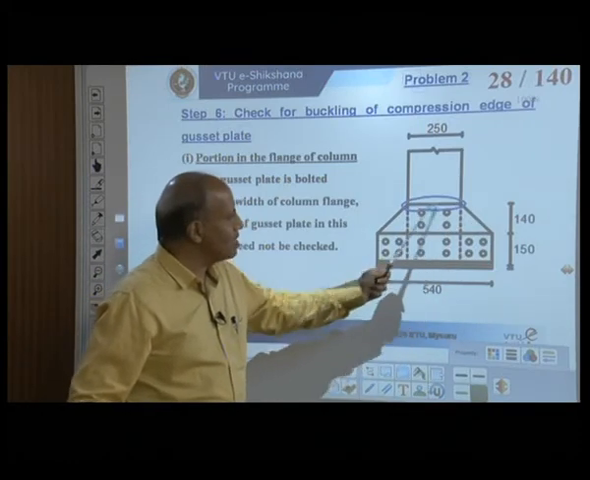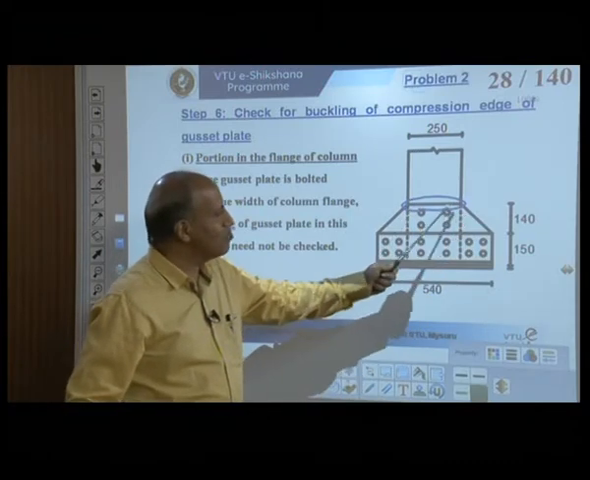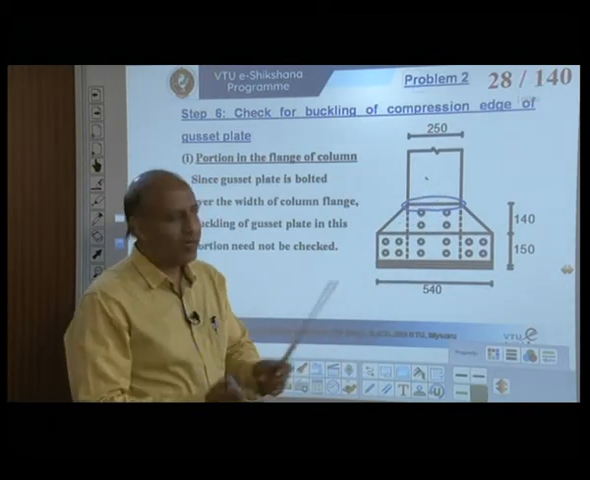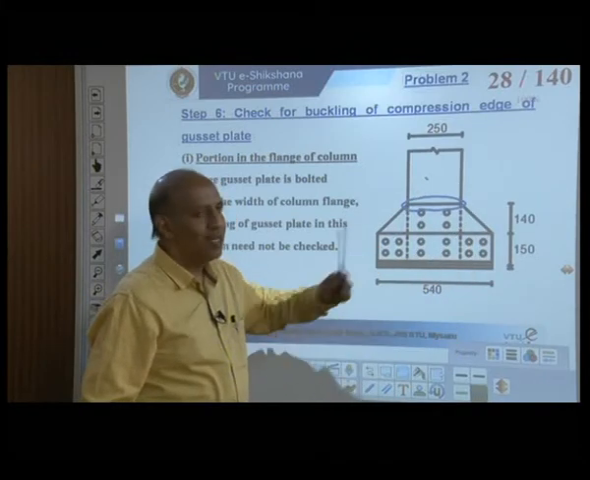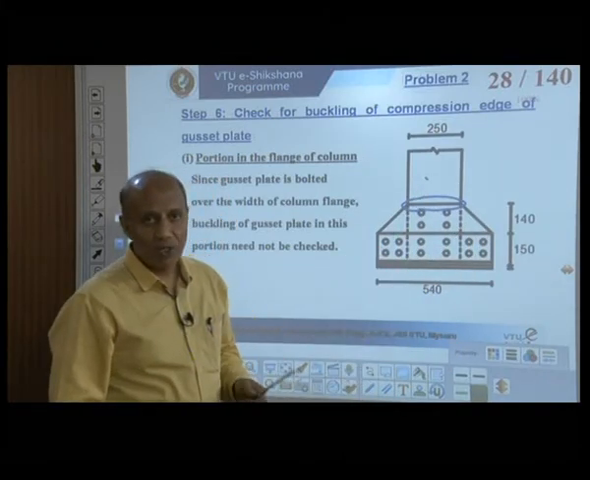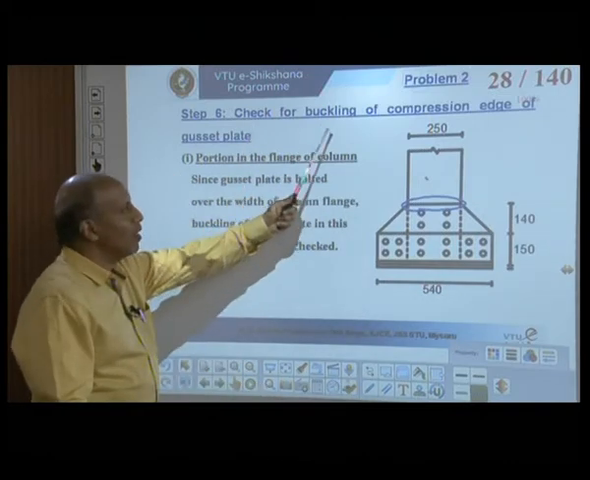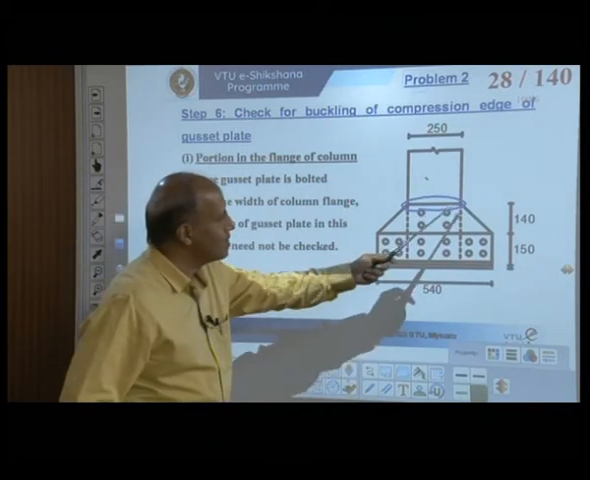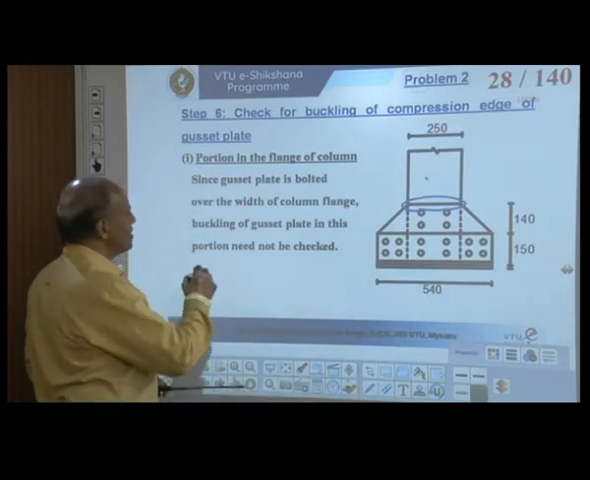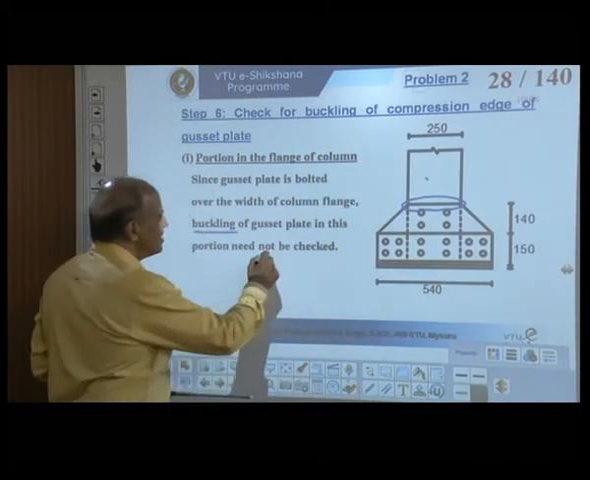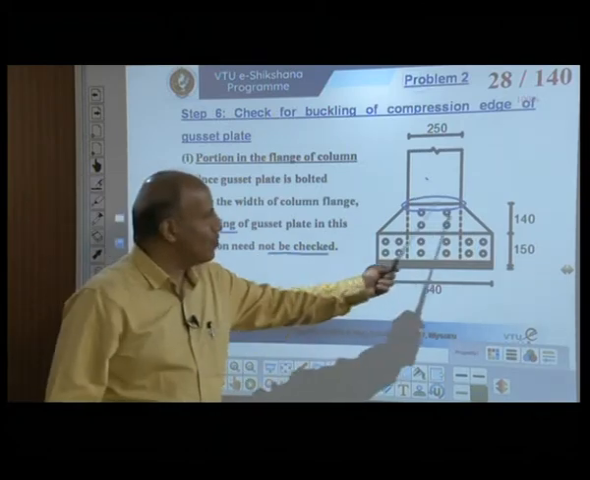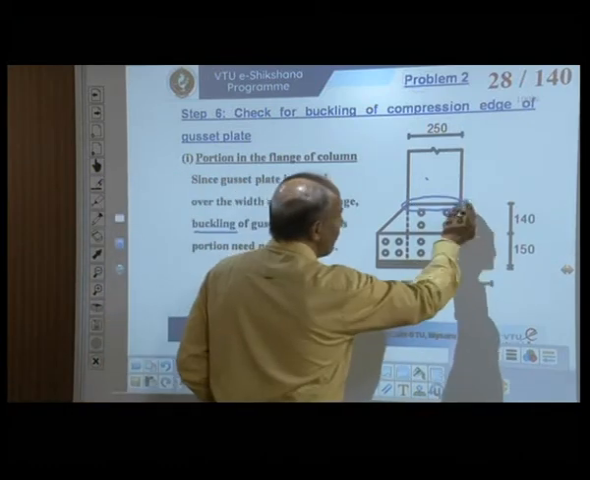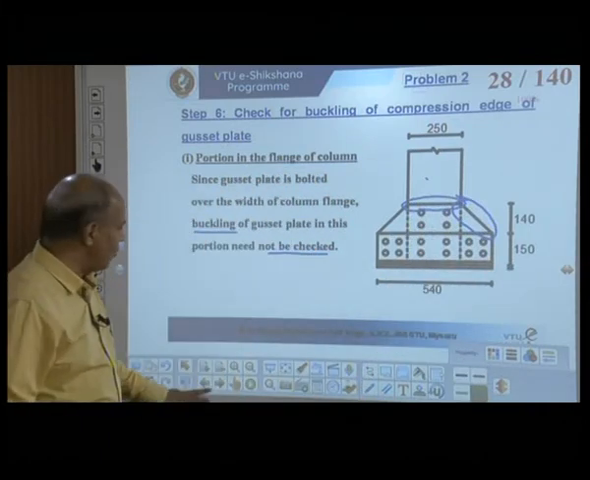Now, in this particular case, as you can clearly notice, this portion 1 is connected to the flange by means of bolts. So, it is not free, it is connected. Because it is connected, it will not buckle. When you check for buckling of the compression edge of the gusset plate, the portion in the flange of the column does not buckle, and you do not need to check the buckling of this portion of the gusset plate. However, we have to talk about buckling of this other portion, and we will see that in the next slide.